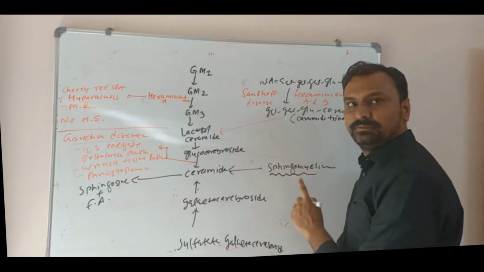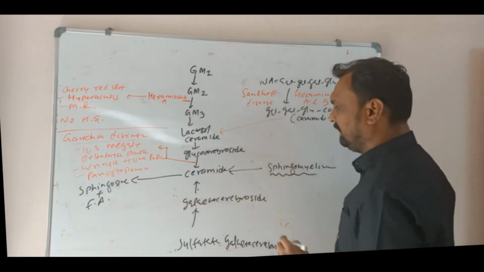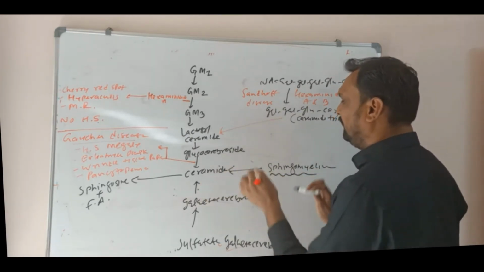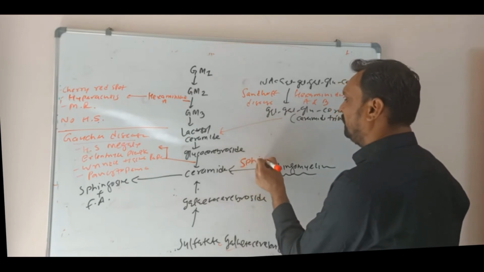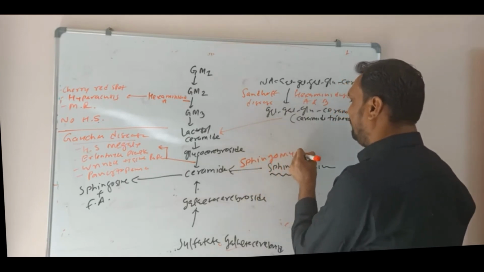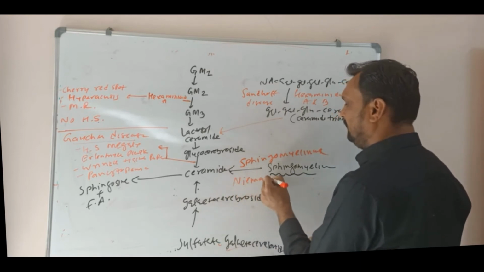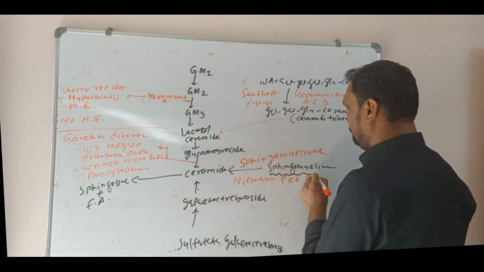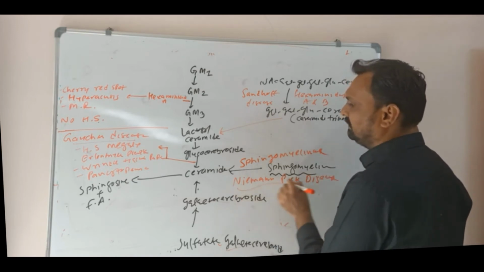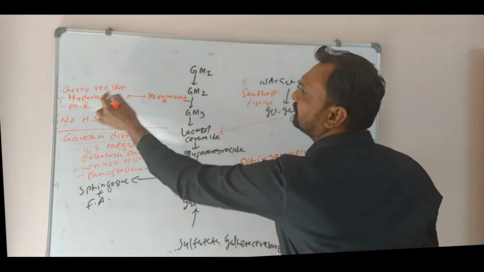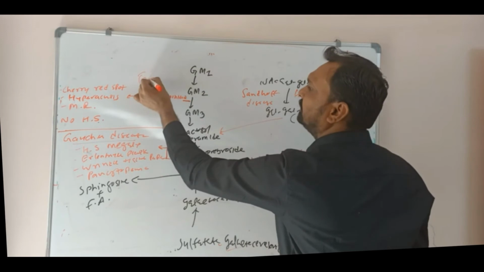Now, if sphingomyelin is converted to ceramide, here the enzyme is called sphingomyelinase. If this enzyme is deficient, it will lead to Niemann-Pick disease. It has similar features just like Tay-Sachs disease.